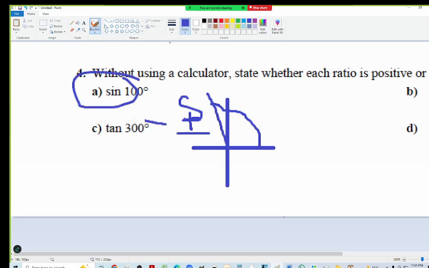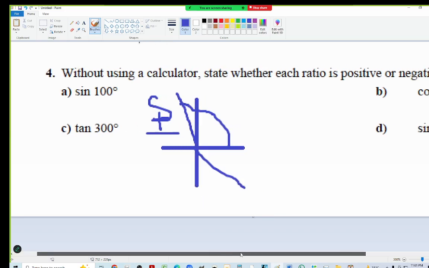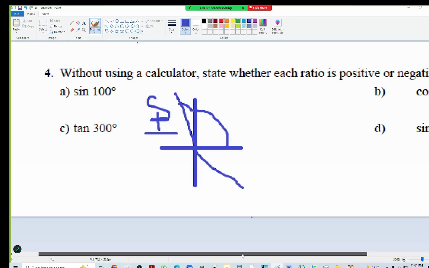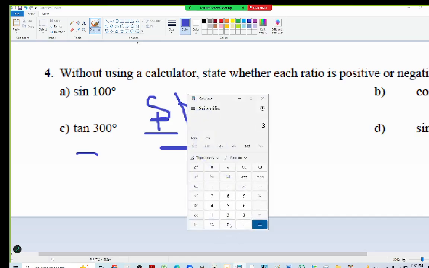Let's go straight to tan 300. Where does it fall? 300 is in the fourth quadrant. In the fourth quadrant, cos is positive, sin and tan are negative. So it's going to come out as negative. If in doubt, sneak your calculator out, punch in tan 300, and you see a negative number.